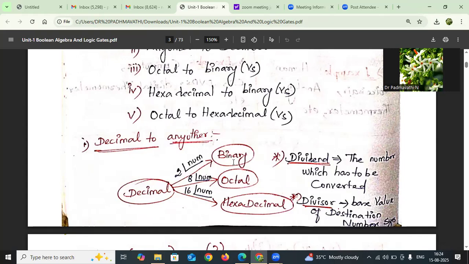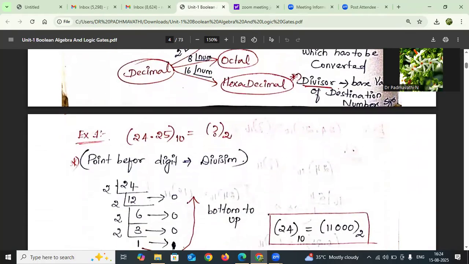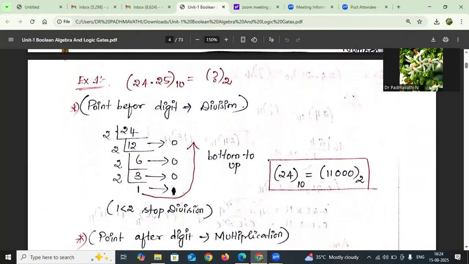That is your continuous division. That is called the base value of an, that is divided by 8, then it is said to be the octal, and divided by 16, then it is said to be the hexadecimal number system. So now this is your one example.